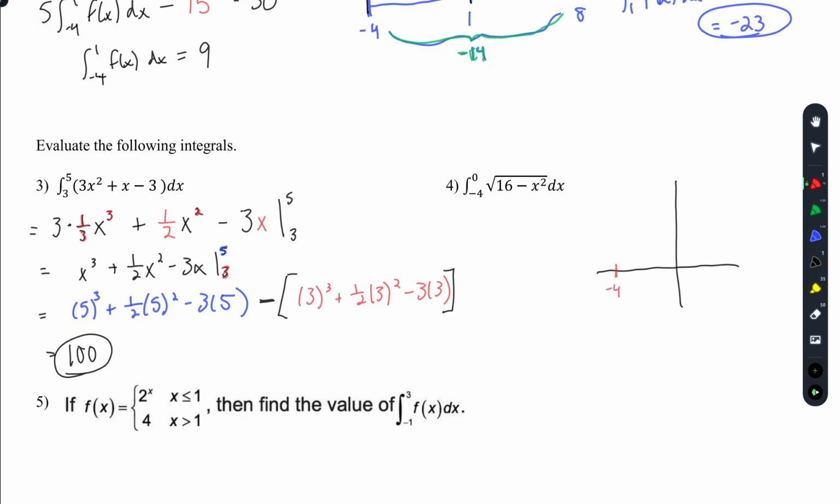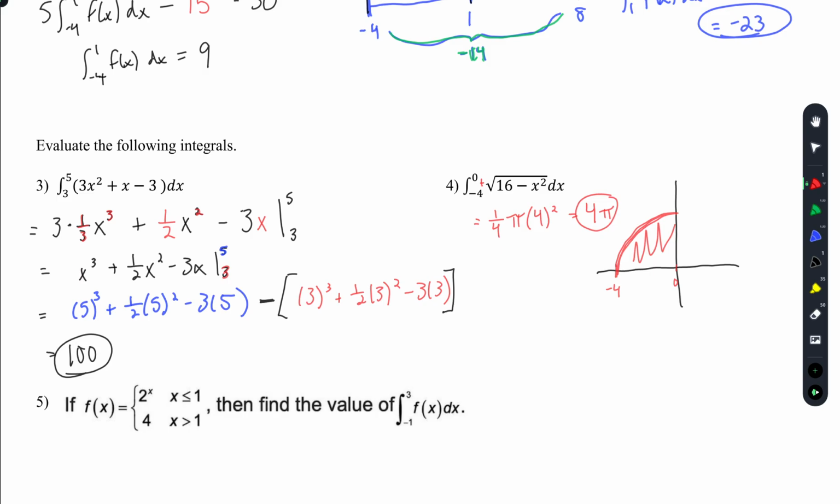Okay, so negative 4 to 0. Now it's just the upper part of the circle because this is the positive root. So if you were to throw this in your calculator, it would only graph a semicircle. To get the full circle, you would have to graph the negative, the opposite. So we're just doing a quarter circle. So you're going to get 1/4 pi r squared, radius 4. So 4 pi.